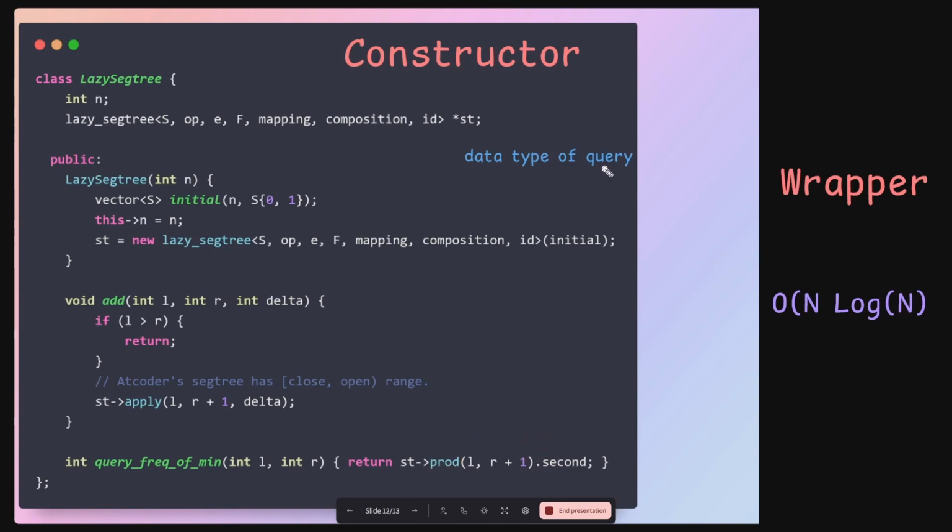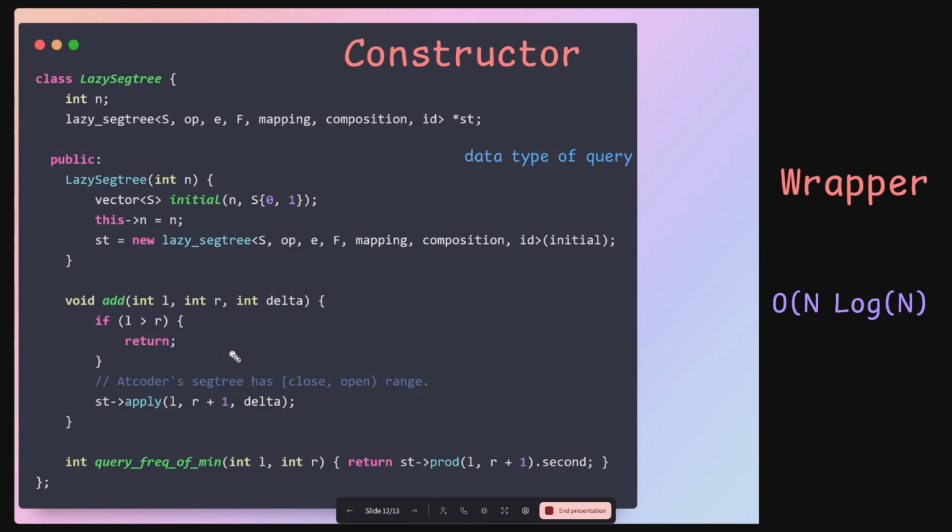So now you can see that using these 5 steps, you can utilize Atcoder's lazy segment tree to solve this problem in n log n. Why? Because this query works in log n and this query also works in log n.